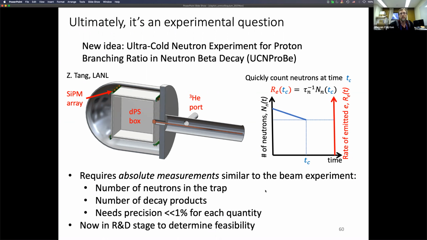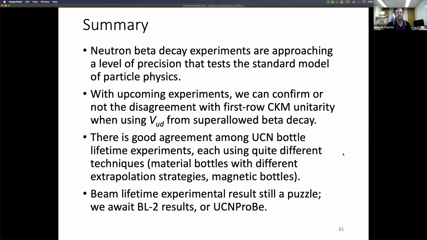And so it's probably hard, but we're right now in, I'd say, our R&D stage to determine the feasibility of doing this, of whether we can get a measurement that's equivalent to 1 or 2 seconds uncertainty, which would either confirm or not the beam lifetime result. Okay, so that's going to the summary.